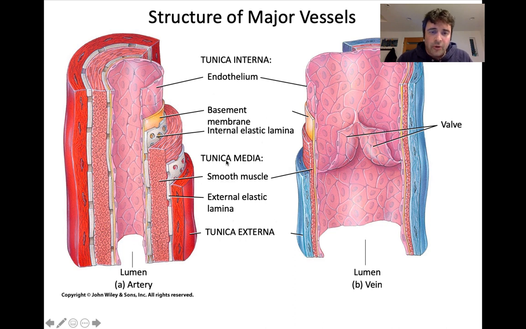So the tunica media of an artery is much thicker than the tunica media of a vein. That's because arteries play a more important role in the distribution of blood in the body coming from the heart. They're not the primary determinants of this, but they can vasoconstrict and vasodilate to a greater degree, ultimately controlling where blood is going to flow. Arterioles play a very important role in that too. The tunica media is made out of smooth muscle. It's not that veins don't have a tunica media, it's just much thinner.